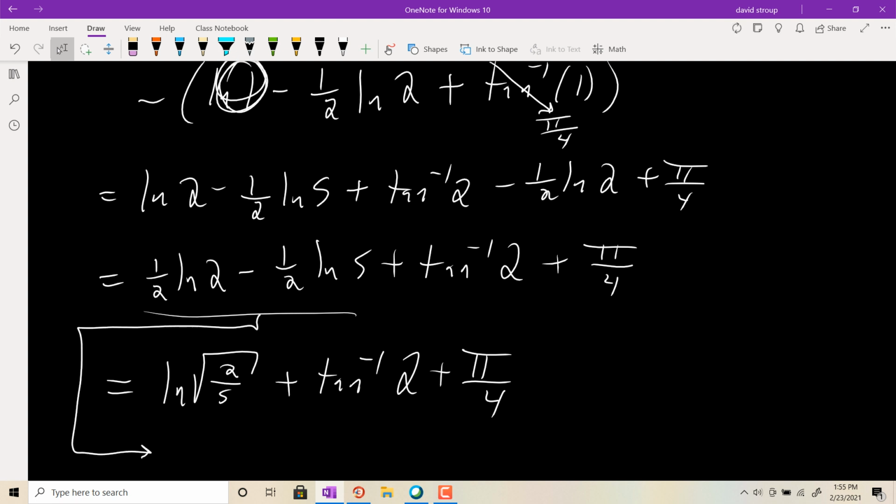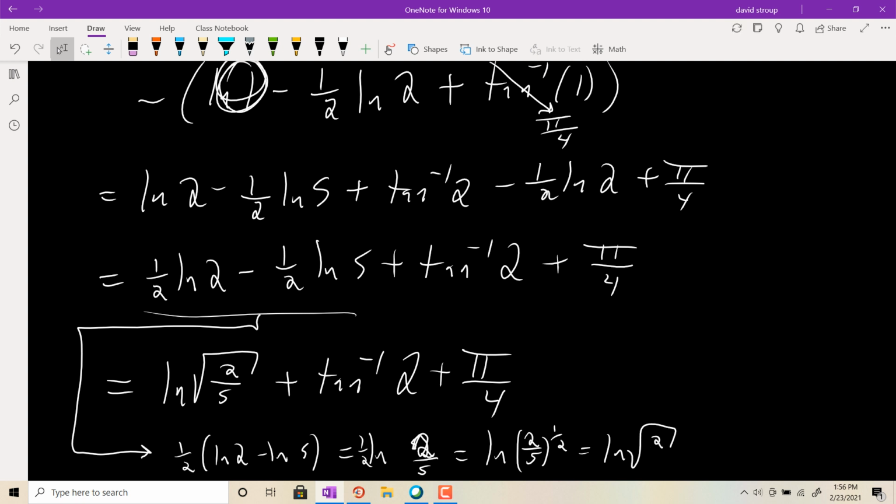You can take a look at that. It'll be 1/2 ln 2 minus ln 5, which is 1/2 ln of 2 over 5, which is equal to ln of 2 over 5 to the 1/2 power, power rule. And then, of course, that's just ln of the square root of 2 over 5. Maybe you want to rationalize that? No. Leave it at that.